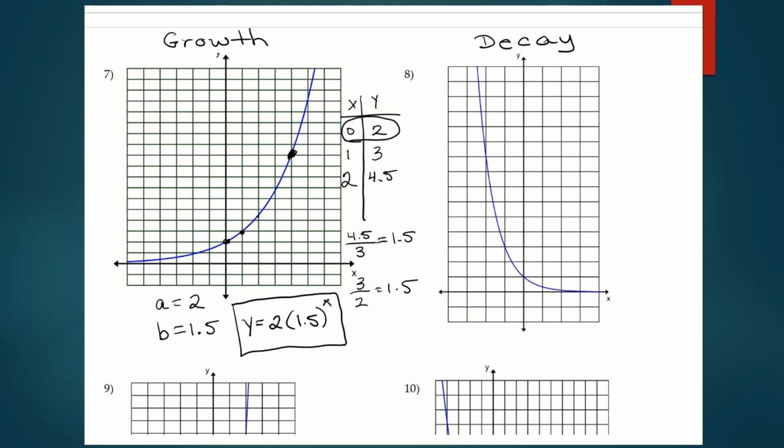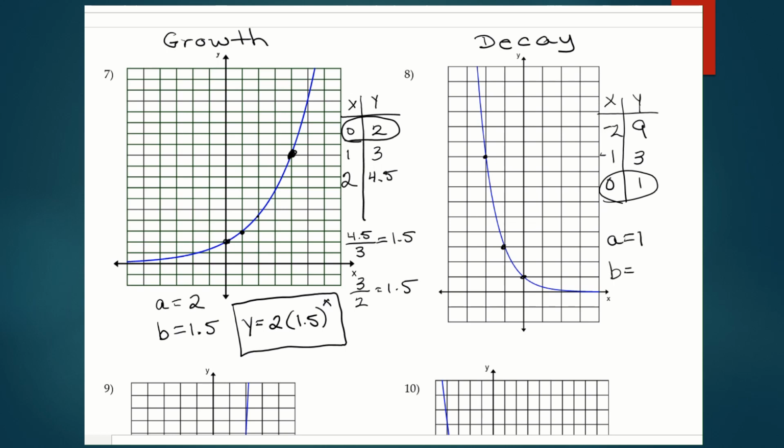Now taking a look at our decay graph here in number 8, just picking out some key points. And thankfully this one gives us a couple good ones right in a row. Again, you don't need many. 3 is a good number just to see. So looking first, -2, 9. -1, 3, and 0, 1. All right, so 0, 1, here's our y-intercept, so our A value is 1.